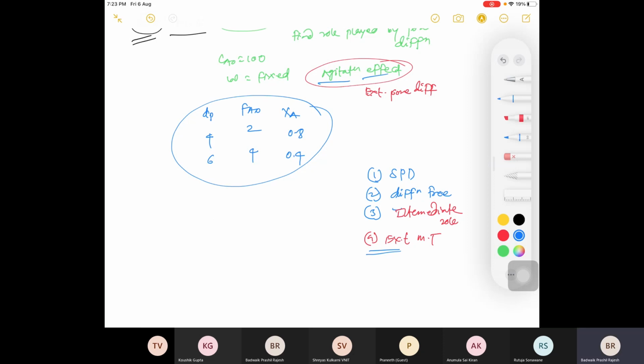Let me check if it is here. Yes, this question. See, strong pore diffusion is the first option. Second is diffusion free. Third is intermediate role played by pore diffusion, then external mass transfer. A 2 marks question, 2007.